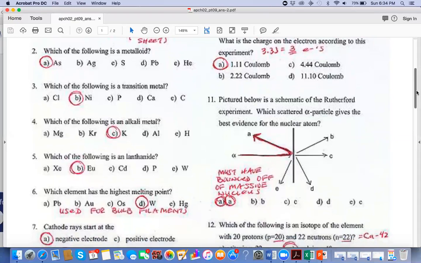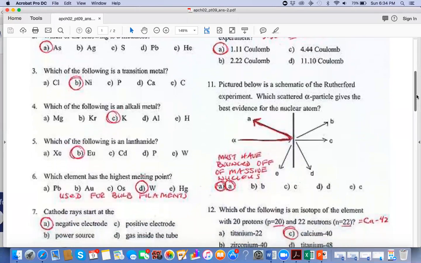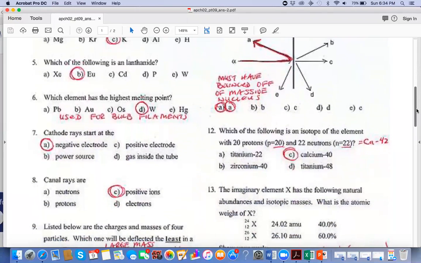Which of the following is a lanthanide? That's europium. Which element has the highest melting point? In this case, W. It's used for bulb filaments. And then cathode rays start at the negative electrode. Canal rays are positive ions.